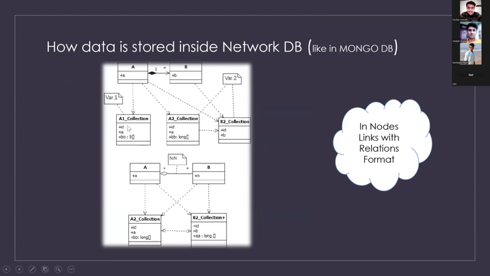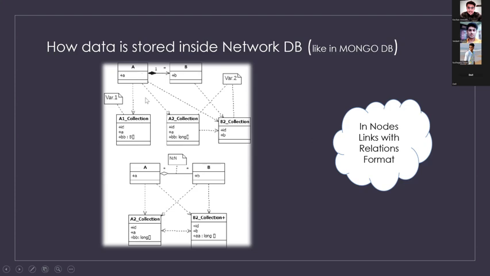Here you can see the A1 collection, which refers from A, and this is B. Here you can see these are three tables: A1 dot collection, A2 dot collection, B2 dot collection. Actually these are not tables; firstly, these are the nodes, and these nodes are connected in a linking format with the A and B servers.